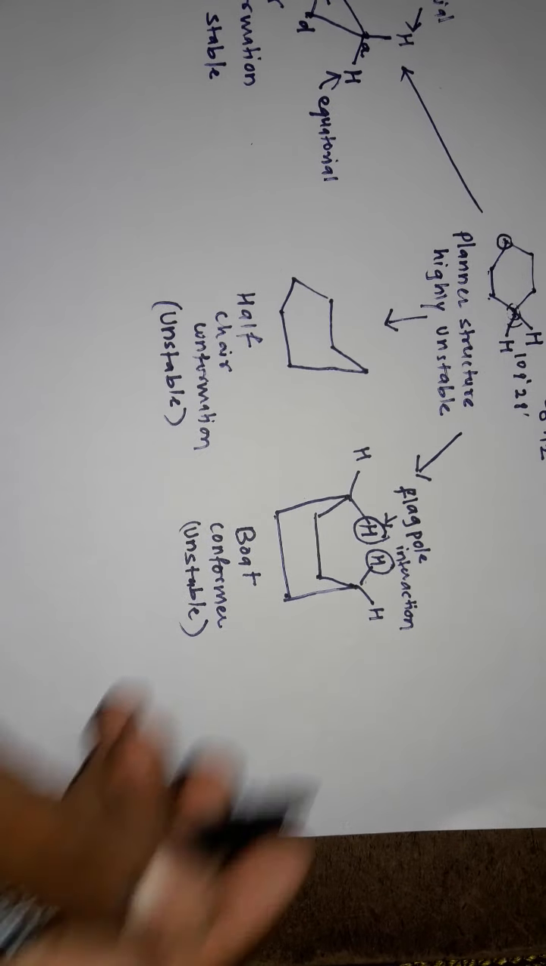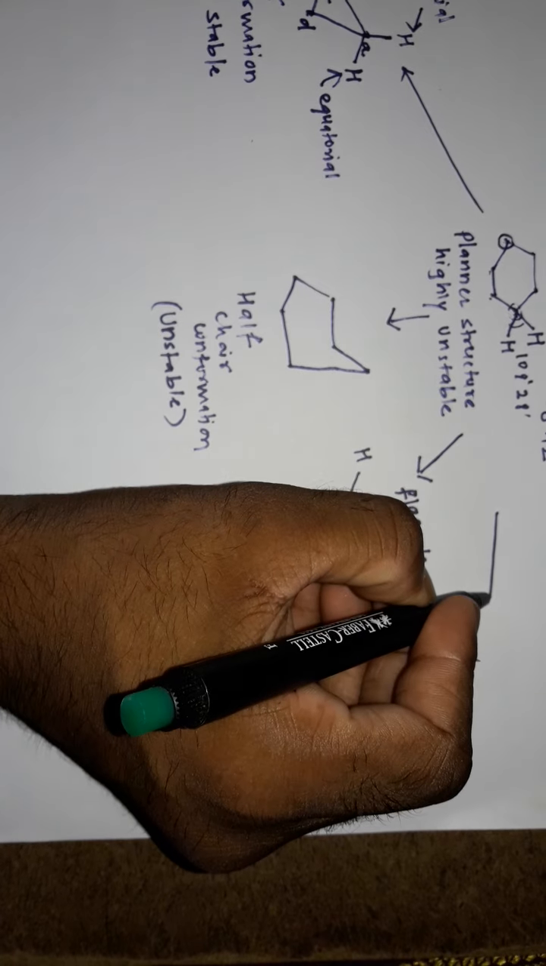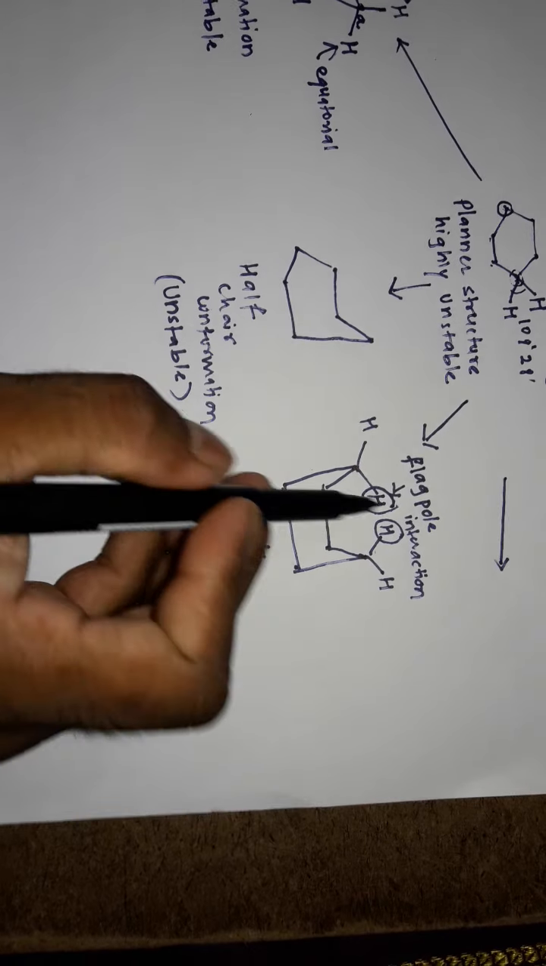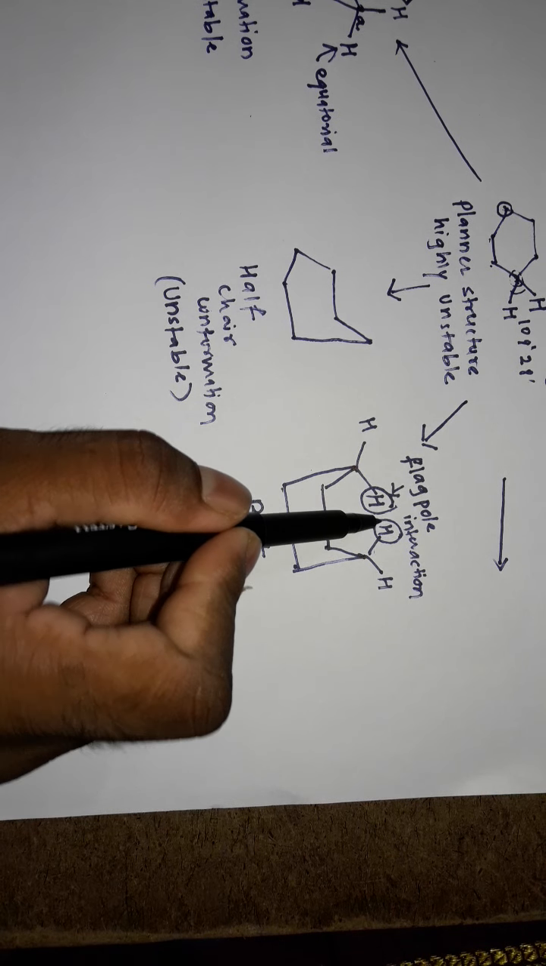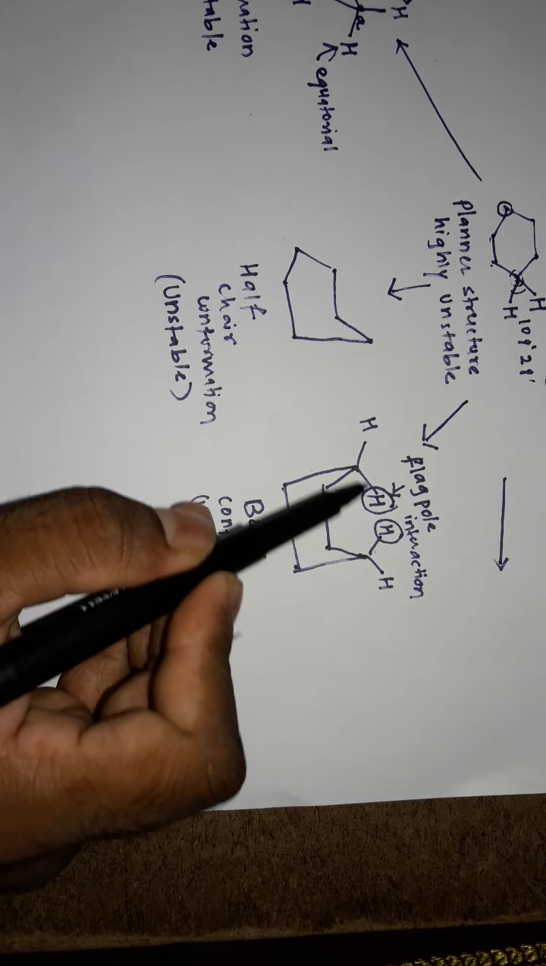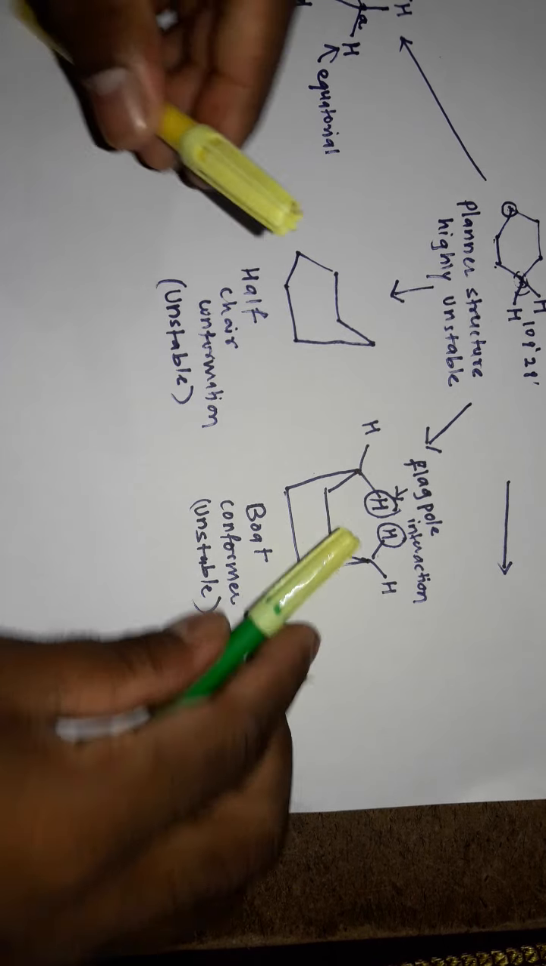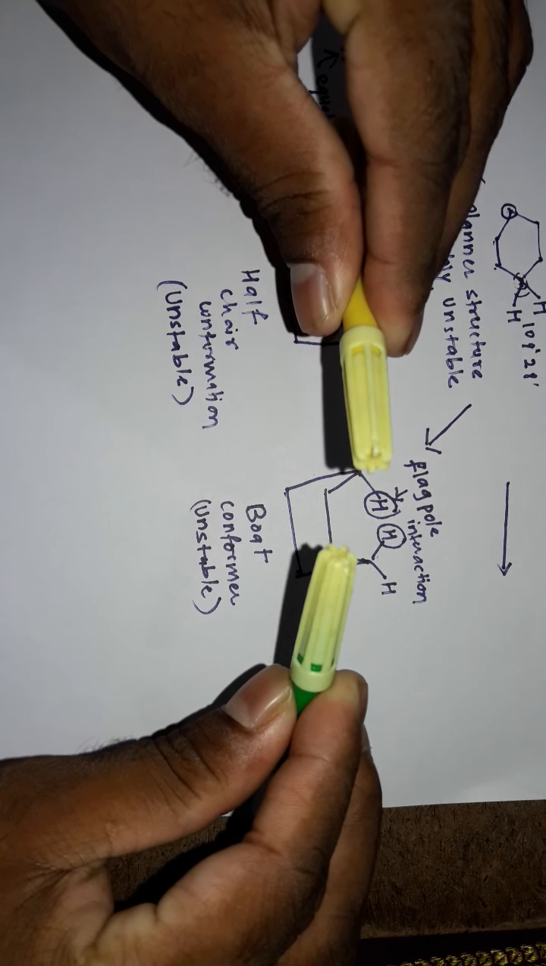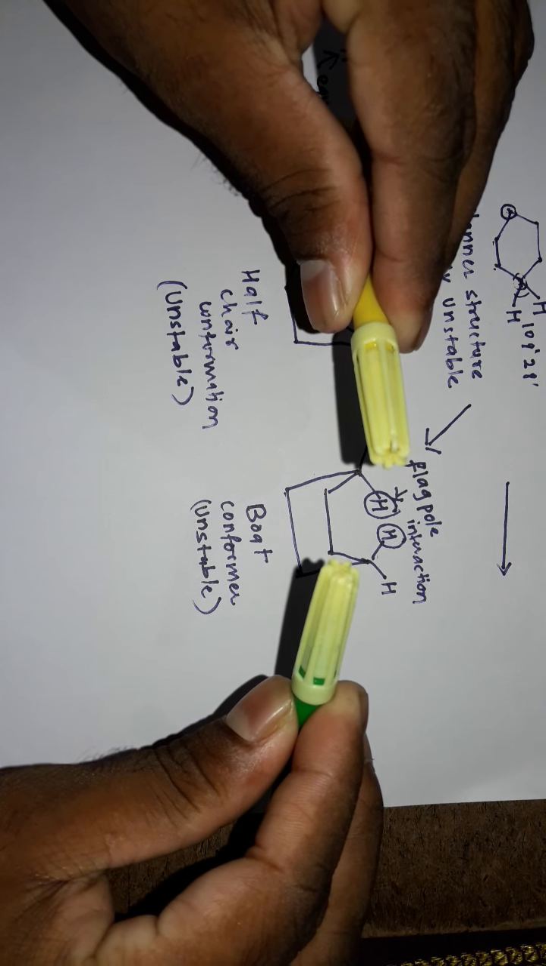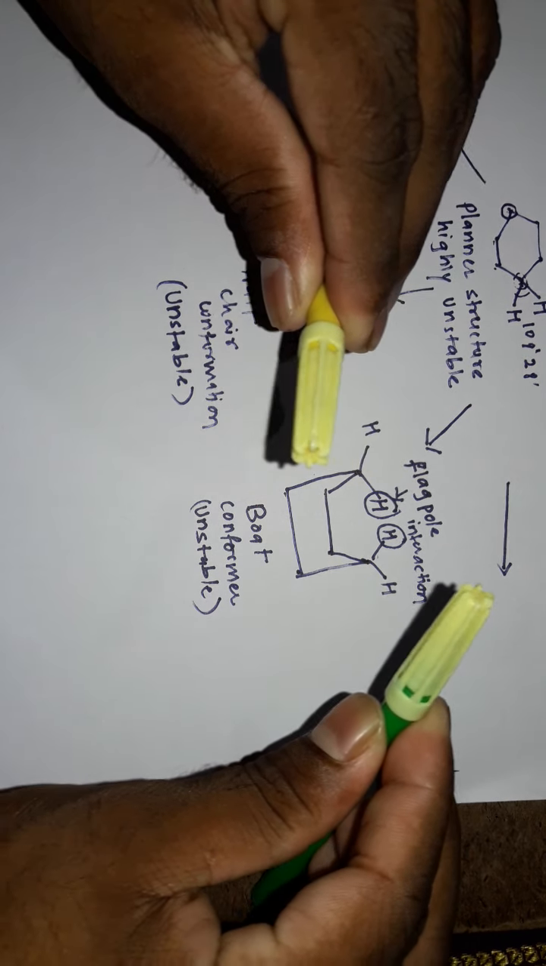Okay. Now let us see one more possibility. Since there is a flagpole interaction, if I want to remove this flagpole interaction, for the time being these two hydrogens are like this. Now I have to rotate or twist these two carbons like this.